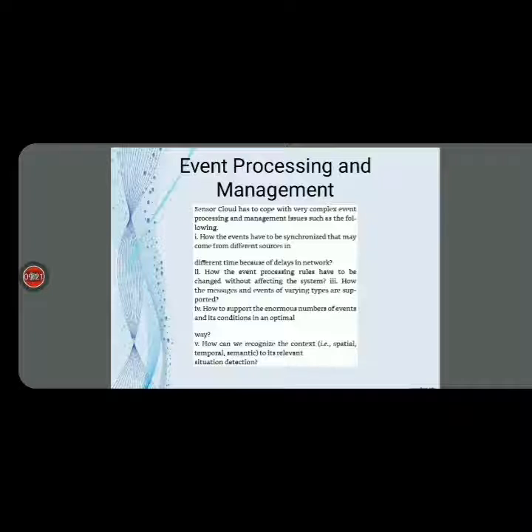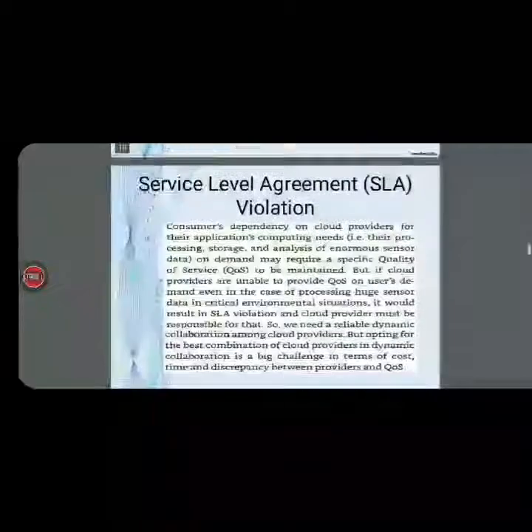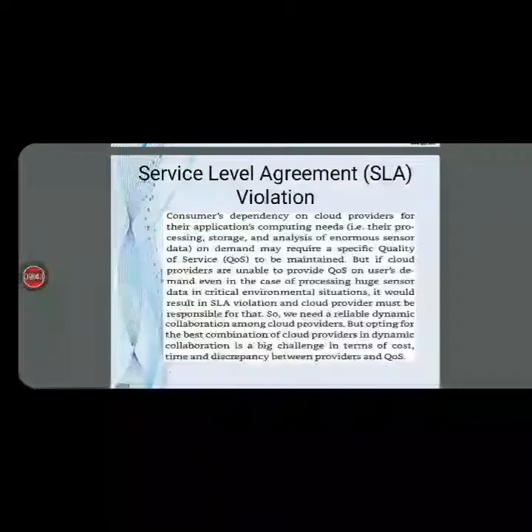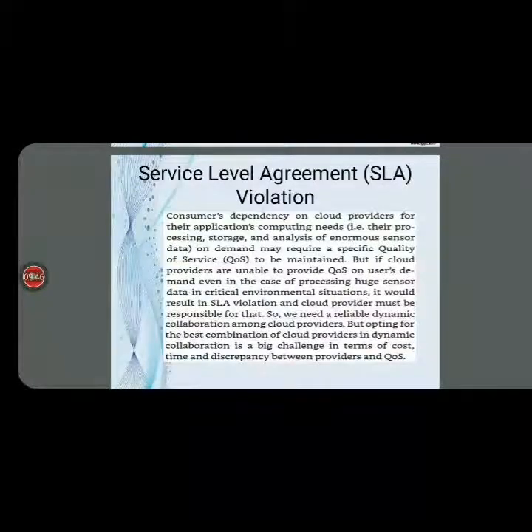Then why? Because how can we recognize the context: spatial, temporal, semantic, so relevant situation detection. Then service level agreement, SLA.